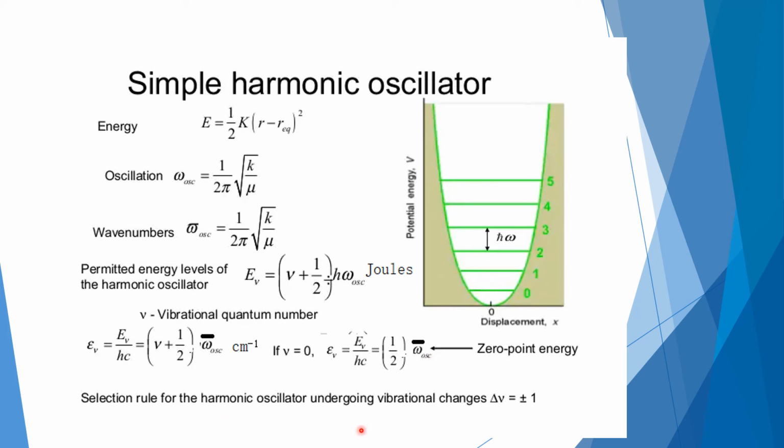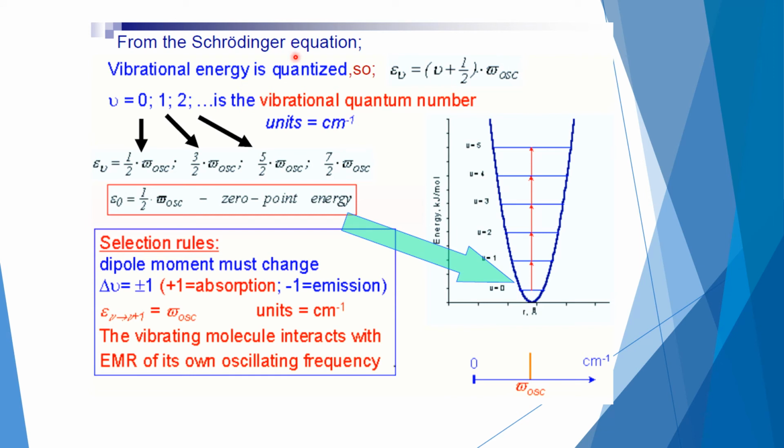And the selection rule for the harmonic oscillator is actually delta V is equal to plus or minus 1. So in harmonic oscillator, the only applicable selection rule is delta V is equal to plus or minus 1. So from the Schrodinger wave equation, we have mentioned that EV is equal to V plus half omega bar oscillation. When we put 0, we will get half omega bar oscillation. When we put 1, it will be 3 by 2 omega bar oscillation. When we put 2, it will be 5 by 2 omega bar oscillation. When 3, 7 by 2 omega bar oscillation.